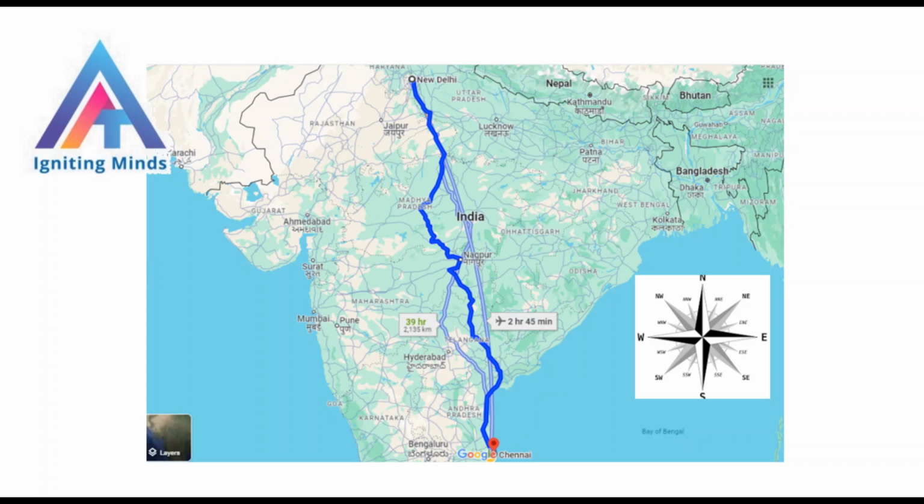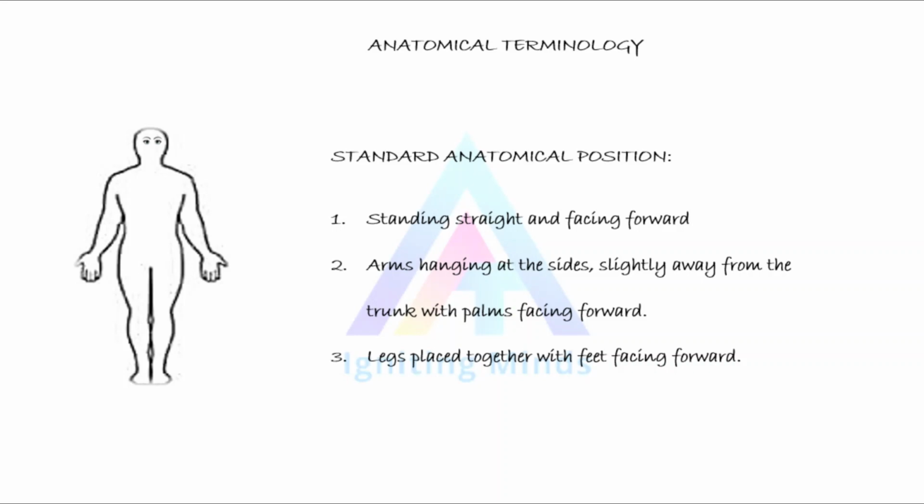Why? It helps us to locate a place, know the distance between two places, the direction of movement, the boundaries, right? Similarly, in medicine, there are certain universally accepted terminologies which medical professionals use to communicate effectively and to avoid misunderstanding. So there is a standard anatomical position which is used as a reference. And what is that position?